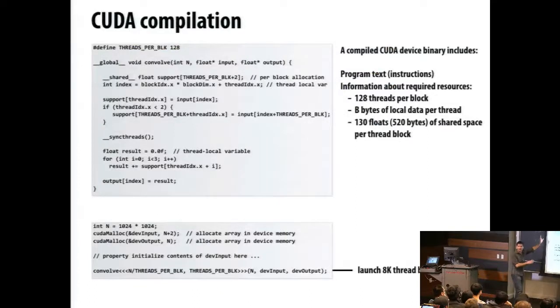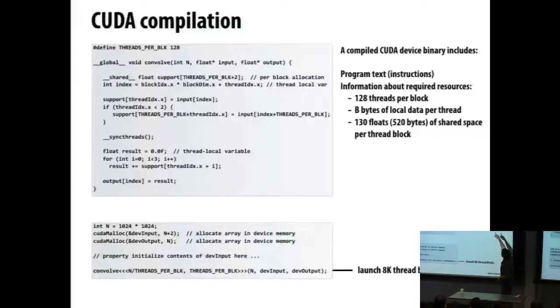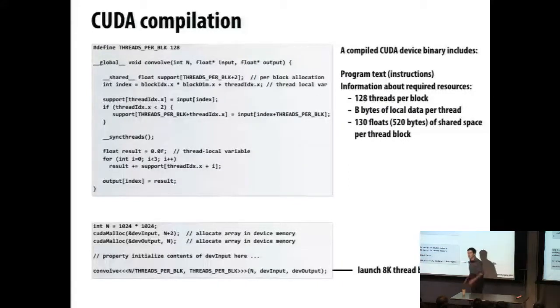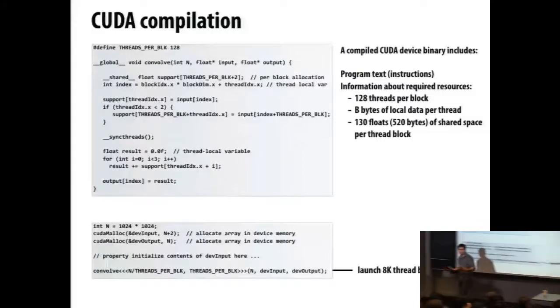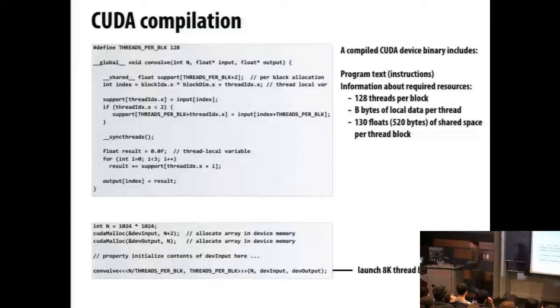Here again, same program, nothing new. If we compile the program, we get a binary, but the compiler is going to make sure that the binary carries a little bit of useful information. We know that this kernel can only be run with 128 CUDA threads per block. It needs 130 floats, 520 bytes of shared memory allocation. That's how much it's going to allocate. And it probably needs some number of bytes, B, I don't care for now, of local storage per thread. So the compiler statically knows most of this information.